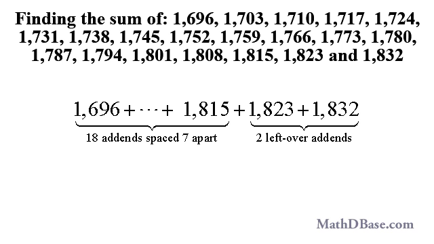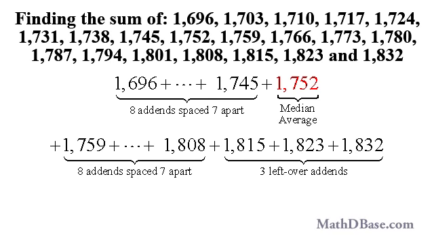We can see that there are 20 numbers to be added, and that the first 18 have a common difference of 7, meaning that the first 18 numbers are spaced 7 units apart. The last two numbers, 1,823 and 1,832, do not follow the same pattern as the first 18 numbers. Leaving out 1,815, 1,823, and 1,832 so that the larger group has 17 addends in it, an odd number.